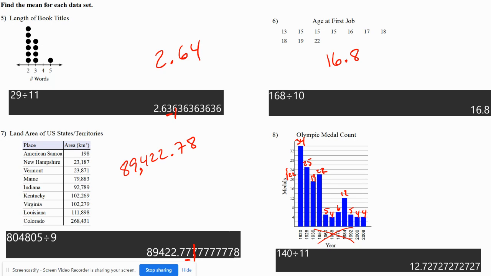140 divided by 11. I take a look at my third decimal place. It is big enough. Because it is big enough, it brings the previous number 1 up. So my answer will be 12.73. So that's how we do mean. We just add everything and divide it by how many numbers we have.